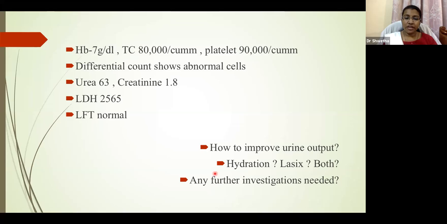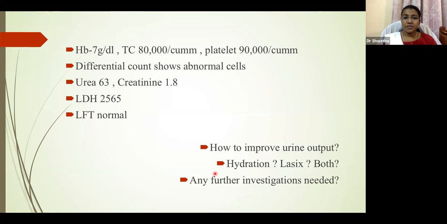So now we have a child with abnormal counts. Most probably he has leukemia, and that is associated with an abnormal renal function, history of decreased urine output. So how to improve the urine output in this child? Do we give hydration? Do we give Lasix? Do we give both? And any further investigations needed?